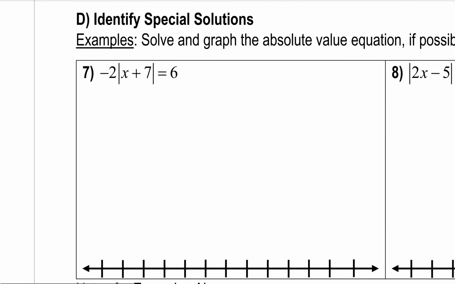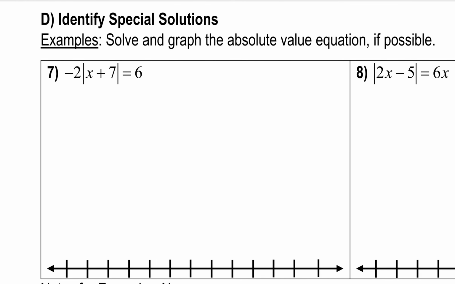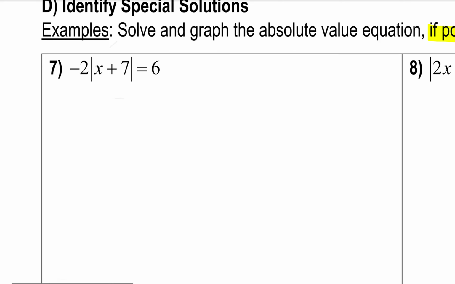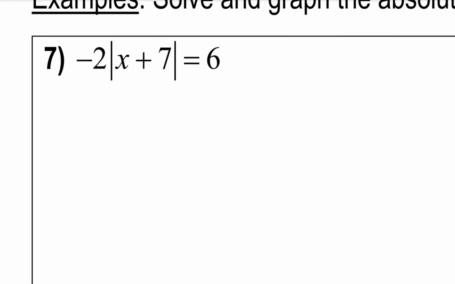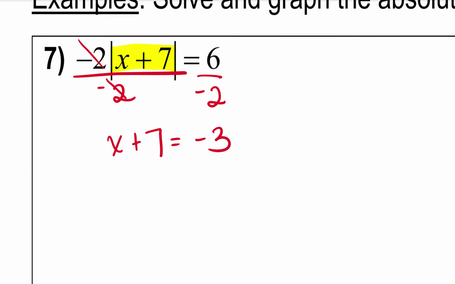And last one for this lesson is special solutions. Now notice it says solve and graph if possible. If possible, well, and also this whole thing is special solutions, so we're going to have two different kinds. So first thing we're going to do is, like normal, get this absolute value by itself. So I'm going to divide by negative 2. That gives me absolute value of x plus 7 equals negative 3. Now, here's where I'm going to stop, because we don't have to go any further.